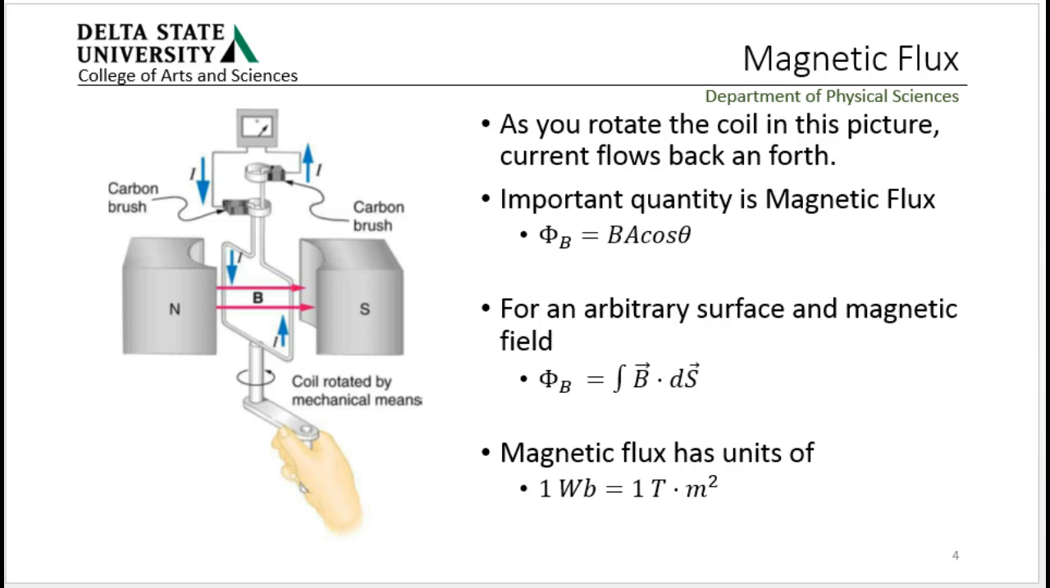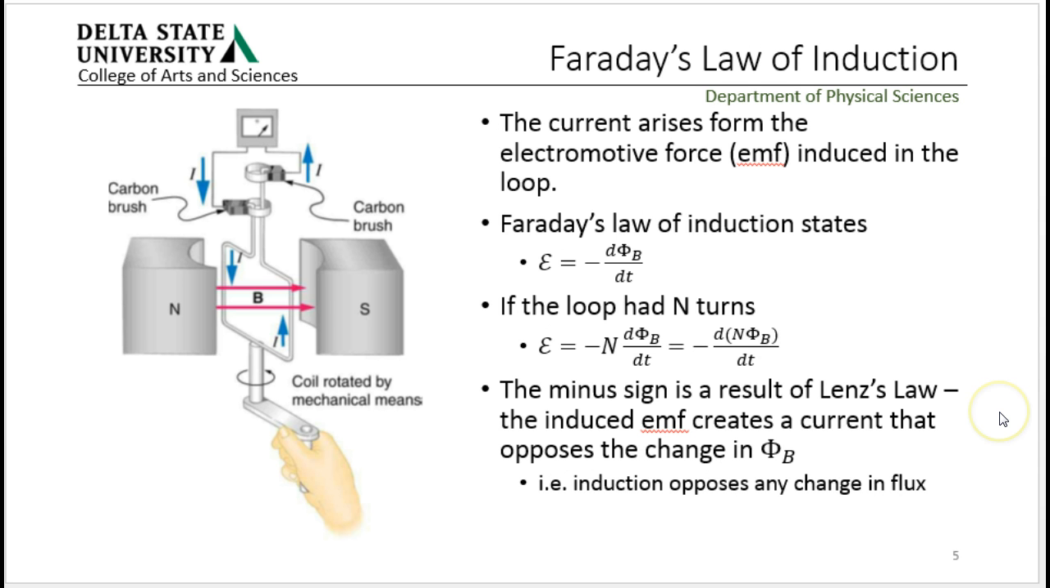The EMF, or electromotive force induced in the loop, is given by Faraday's law. Faraday's law states that the induced EMF is minus the derivative of the magnetic flux with respect to time. If there are N loops, then this would simply add a factor of N as shown here. The minus sign is a result of what we call Lenz's law. Lenz's law states that the induced EMF creates a current that opposes the change in magnetic flux, i.e., induction opposes any change in flux.